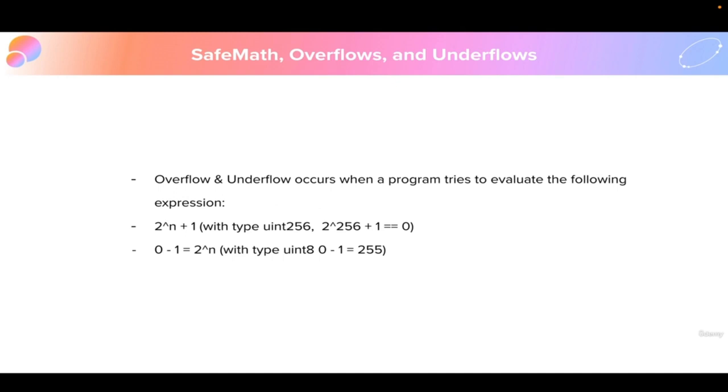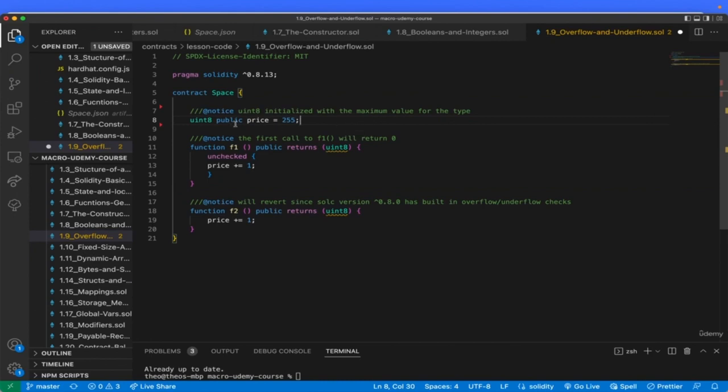Let's take a look at how underflow and overflow works in Solidity. On line 8, we've initialized a uint8 public variable named price. We've set its value to 255, which happens to be the max value that we can store in a uint8. In our function f1, you can see that we perform an unchecked arithmetic where we add 1 to the price. This will cause an overflow, and the result of the first call to f1 will be 0.